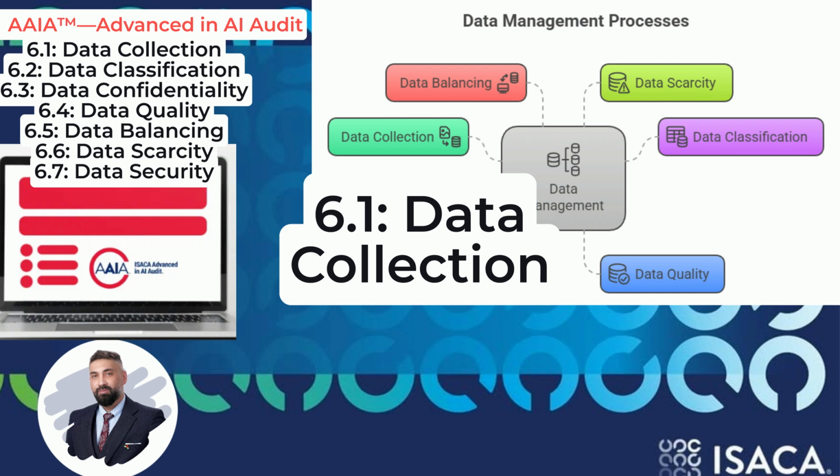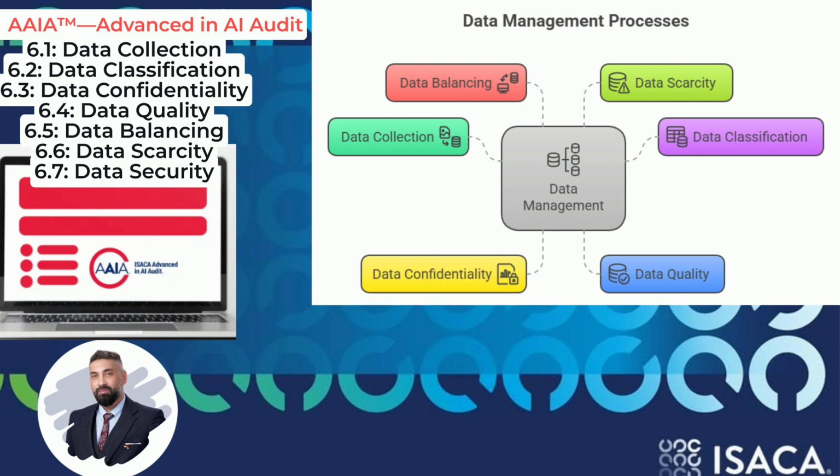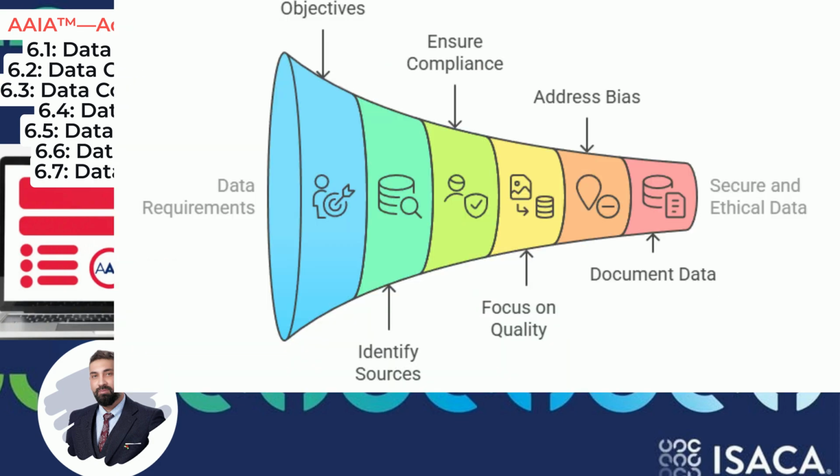Section 6.1, Data Collection. Data collection is the initial and arguably one of the most critical phases in the entire AI lifecycle. It involves the systematic process of gathering raw data from a multitude of various sources. And it's crucial to state up front, ethical data collection is an absolute prerequisite for building ethical AI. If ethics are compromised at this stage, it taints everything that follows.